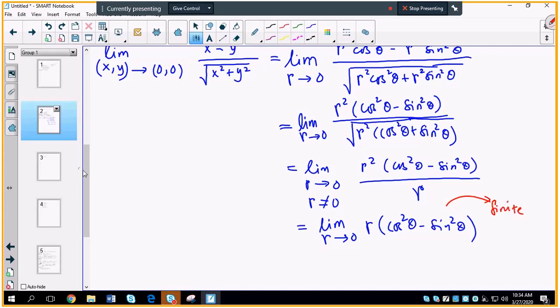What does that give me? It gives me direct substitution. I can substitute r equal to 0. 0 times a finite number is going to be finite and it is going to be 0. And hence I have found the limit.